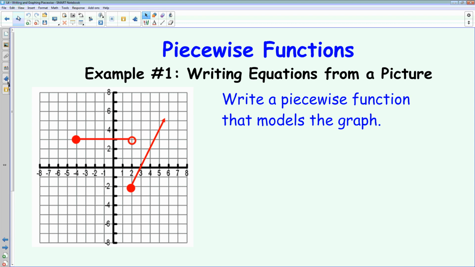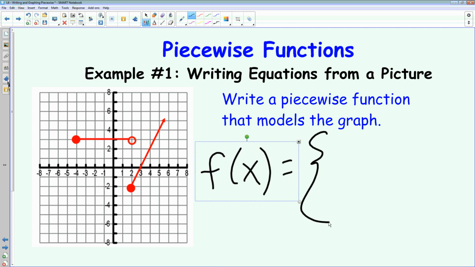If we look at this picture, I like to go from left to right like I'm reading a book when I write my equations. All right, so I'm going to write f of x. And this particular function has two pieces to it. I'm going to start with the one on the left here. Notice it is a horizontal line.